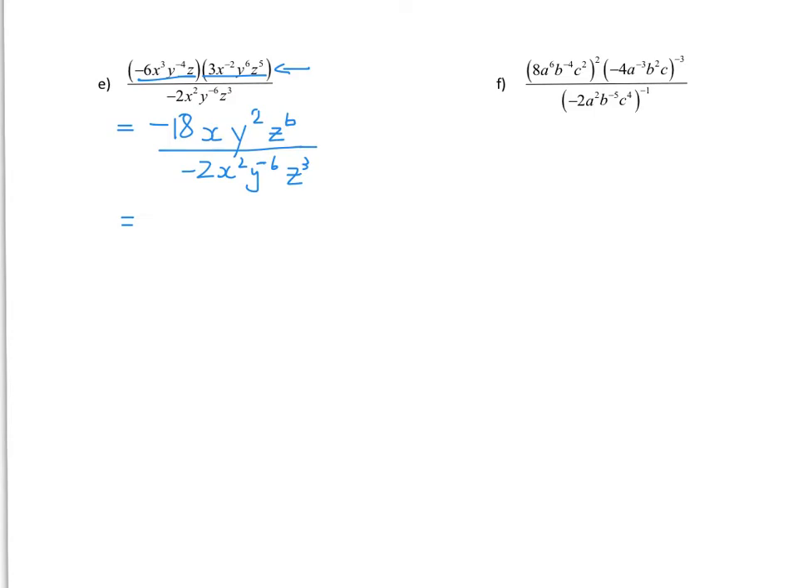All right, now this is like a question that we had previously. Negative 18 divided by negative 2, that will be a positive. 18 divided by 2 is 9. X to the 1 divided by x to the 2. 1 take away 2 would be a negative 1. I'm still going to have an x to the positive 1 on the bottom. So I slid that to the bottom. Y squared, so I've got a 2 take away the negative 6. 2 take away negative 6 would be like adding 6, so 2 add 6 would be 8. So that's going to be a y to the positive 8. It stays on the top.